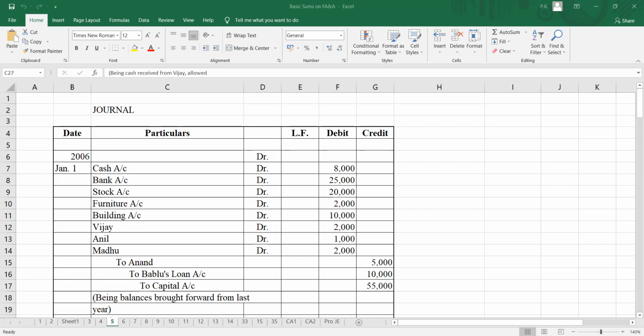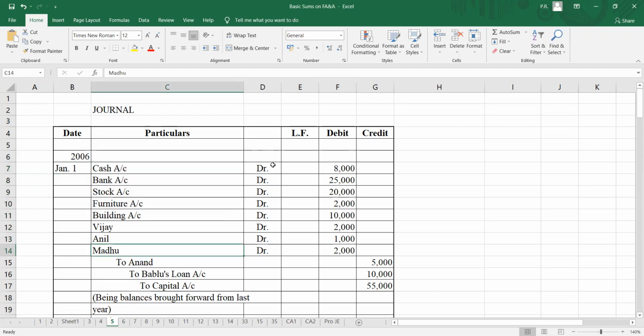Now, what are these Jan 1 debit and credit balances? They are the closing balances of the last month which have to be carried forward in this month. So for the first debit and credit balances as on 1st Jan 2006, we are going to pass something known as the opening entry, which you can see over here. On Jan 1, 2006, we have cash, bank, stock, furniture, building, Vijay, Anil, Madhu. These are the debit balances given to us in the sum. So we say all these balances are debited.